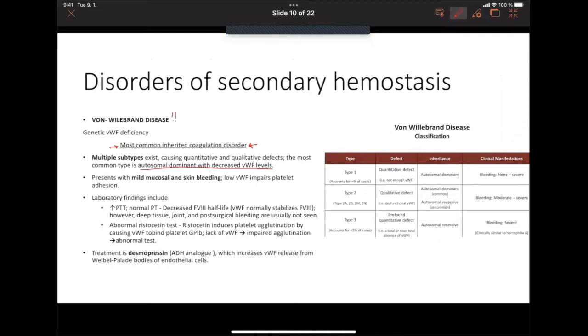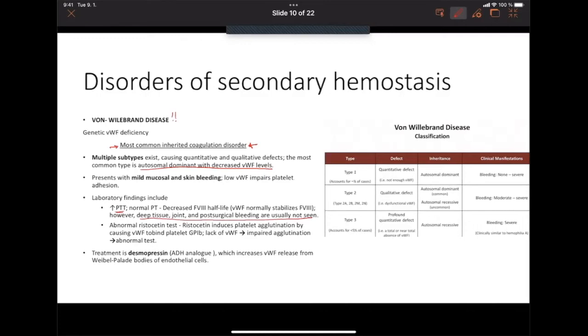So what happens here is that there is increased PTT and normal PT. There's a decreased factor 8 half-life because normally von Willebrand factor will stabilize factor 8. And we're still thinking of the intrinsic pathway, so that's why there's an increased PTT but a normal PT. In these cases, for some reason, deep tissue bleeding, joint and post-surgical bleeding is typically not really seen here.